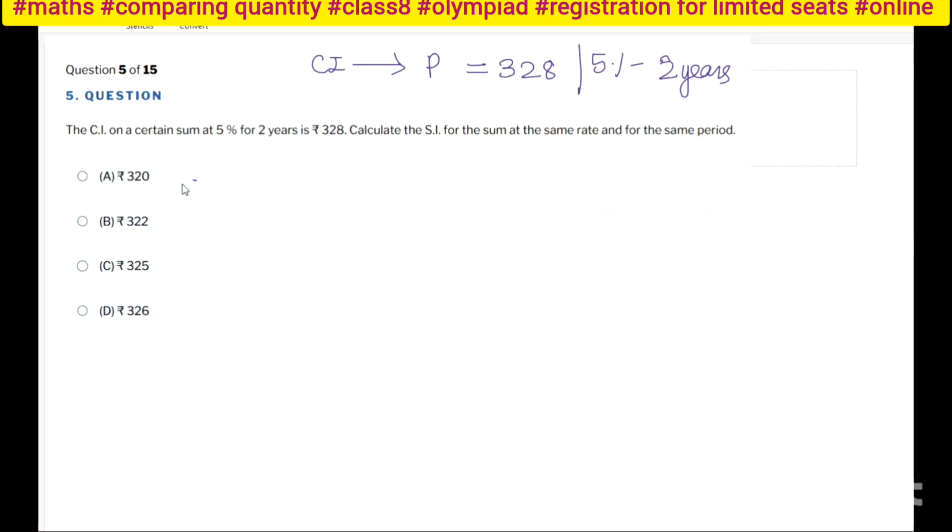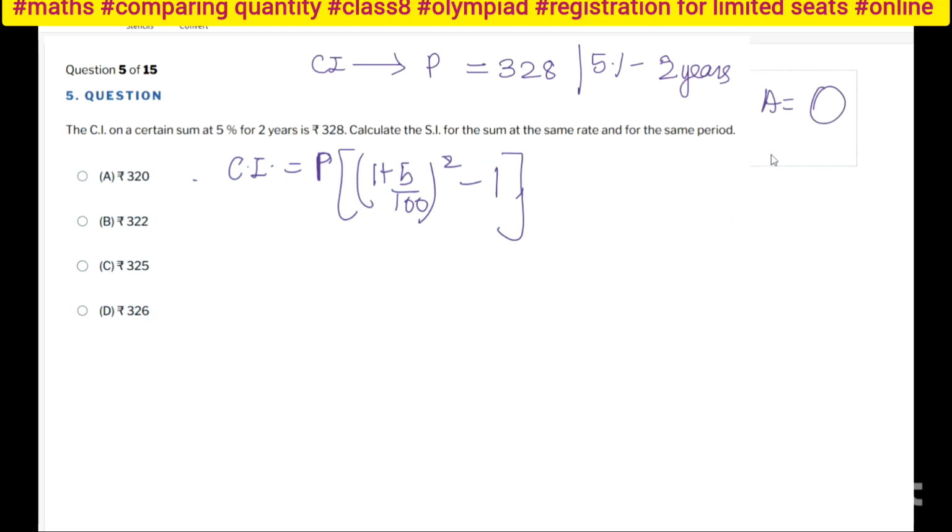So first I will say that suppose my principal or that certain amount is P. So CI is equal to P into 1 plus 5 by 100, and power will be 2, minus 1. Now see why I have written minus 1. Because this one will be the calculated amount. So when I see amount, this is the formula.